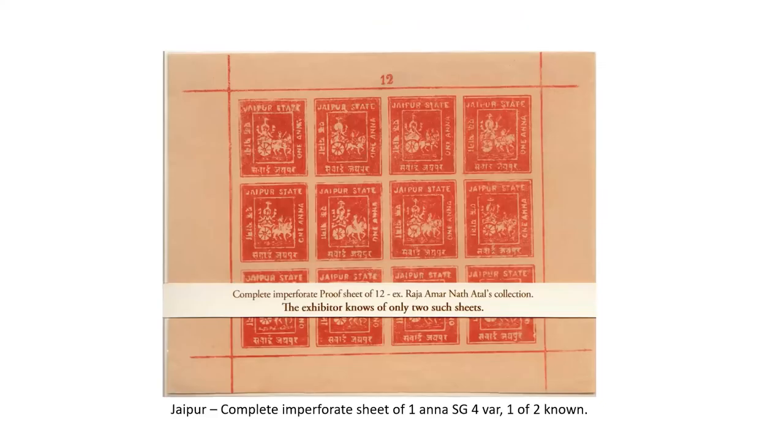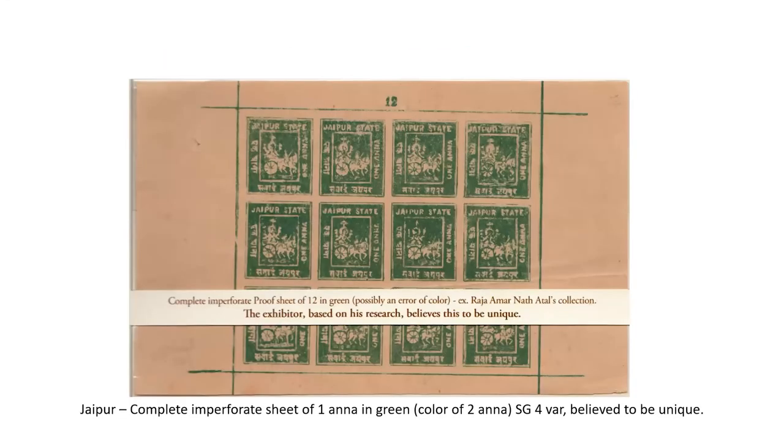Here we have a complete sheet of the 1 anna, imperforate, 1 of 2 known examples. And here we have a complete sheet, but printed in the color of 2 annas. This is 1 anna again, but it's printed in the color of 2 annas, which is emerald. And this is believed to be unique.